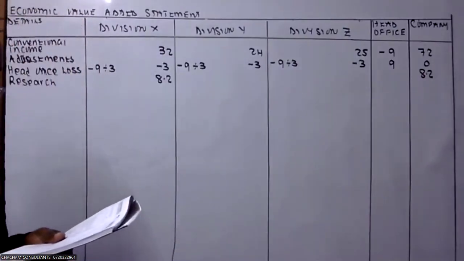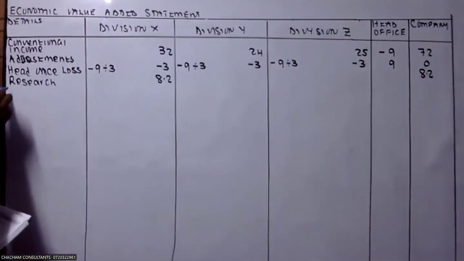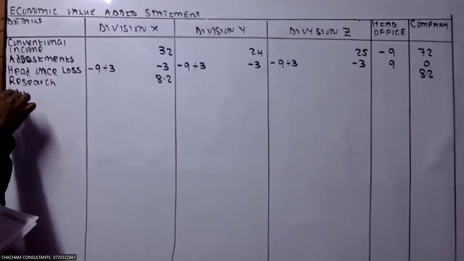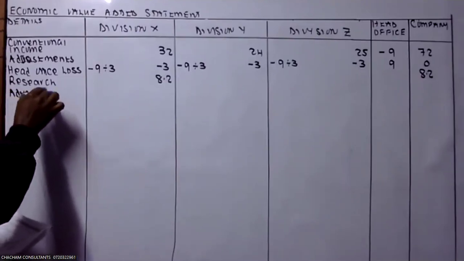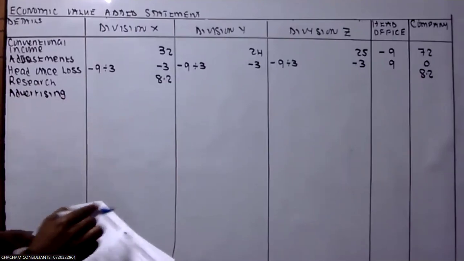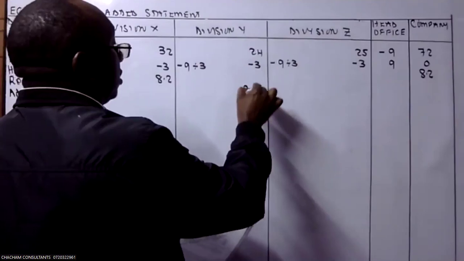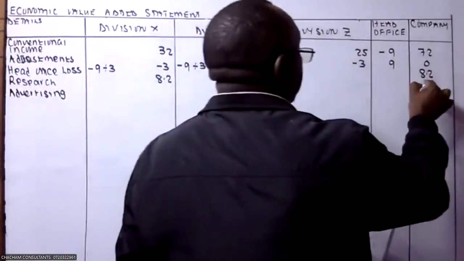Advertising done by division Y. So advertising. It was done by division Y at 9.25. So we also bring it here.